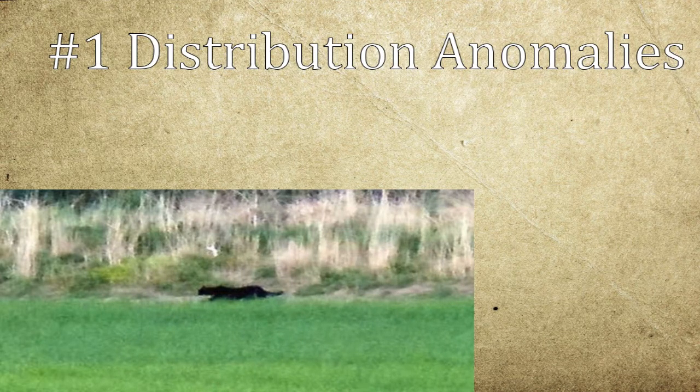Distribution anomalies are cryptids that are animals we know to exist, like a panther or a cougar, but are living outside areas they're thought to reside in. Sightings of big cats in Britain, when no known populations are confirmed to exist there, are one example of a distribution anomaly.